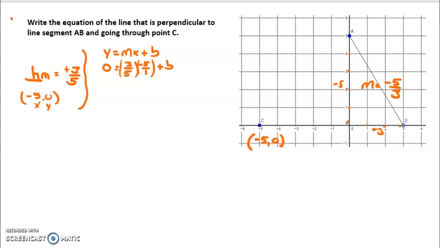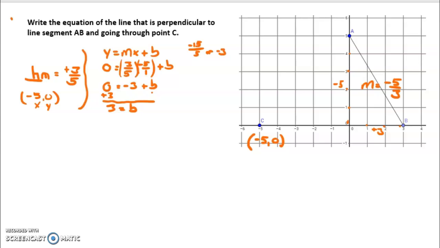And let's multiply this. Going across the top, 3 times -5 is -15. 5 times 1 is 5. And let's reduce this, 5 goes in there evenly, -3. So 0 is equal to -3, and bring down your b. So solving for the b, let's do inverse, plus the 3 across. So 3 is equal to b.